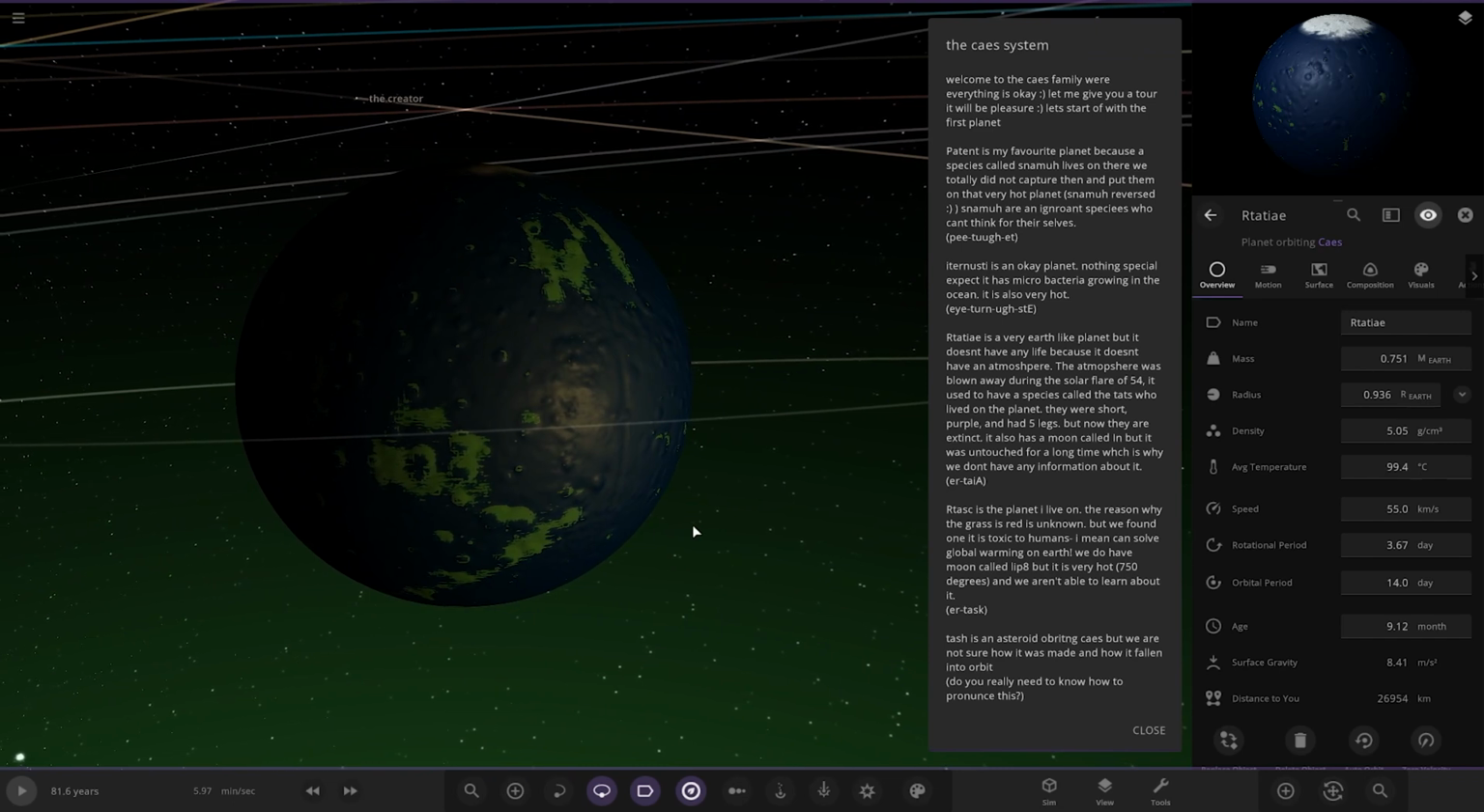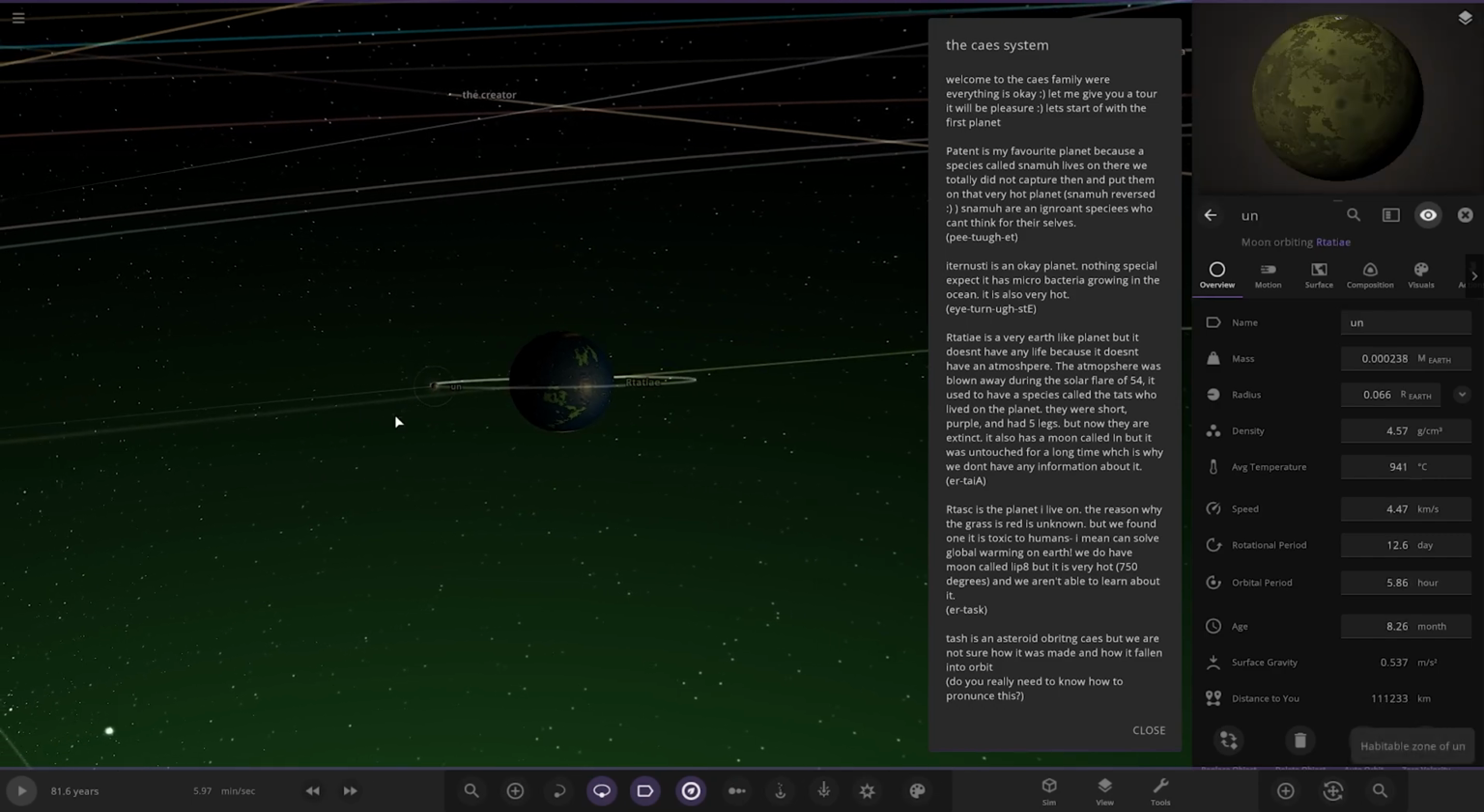So, it's an Earth-like planet, but it doesn't have any life because it doesn't have an atmosphere. The atmosphere was blown away during the solar flare of 54. It used to have species, the Tats, who lived on the planet. They were short, purple, and had five legs, but now they are extinct. It also has a moon, but they were untouched for a long time, which is why we don't have information about it. Okay, so there's a moon as well.